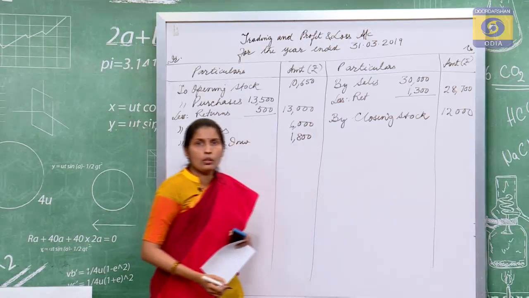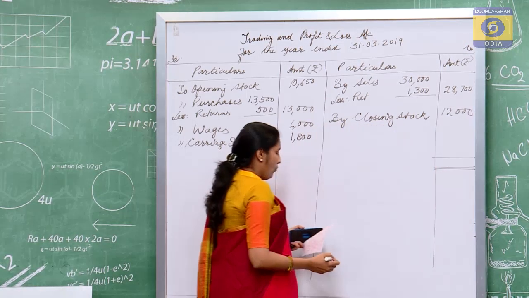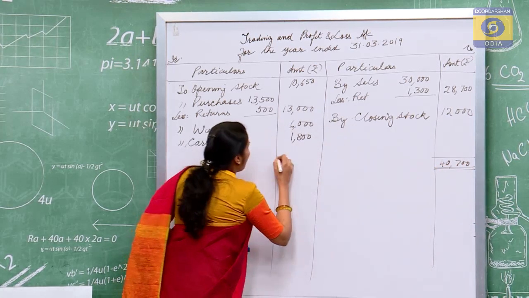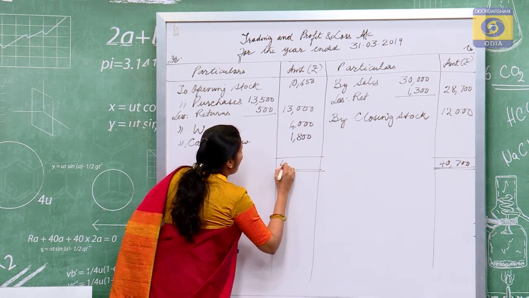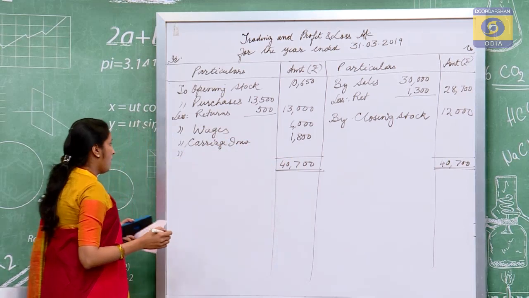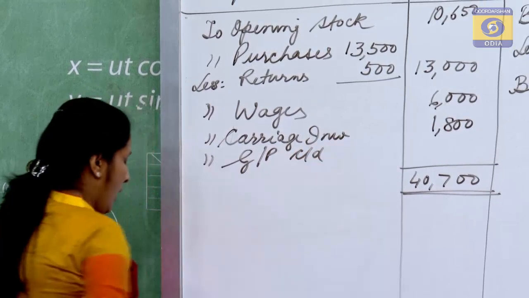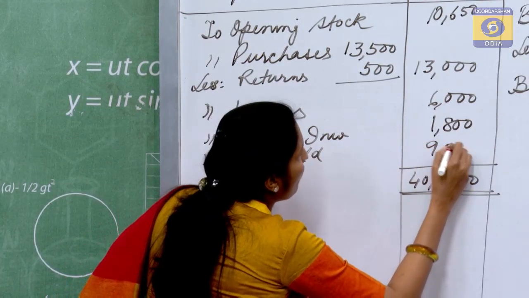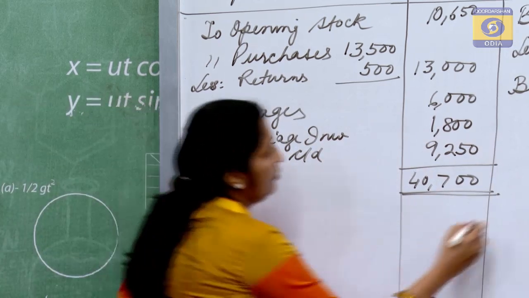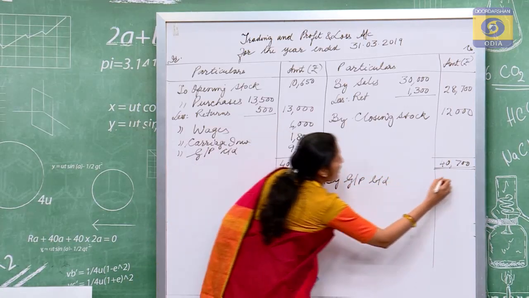So let's now do the totaling of the credit side. The totaling on the credit side is 40,700. And we can see that we will have a gross profit because the debit side total is less than the credit side total. So we have a gross profit carried down, and that will be 9,250. Now let's bring down this. By gross profit brought down is 9,250.